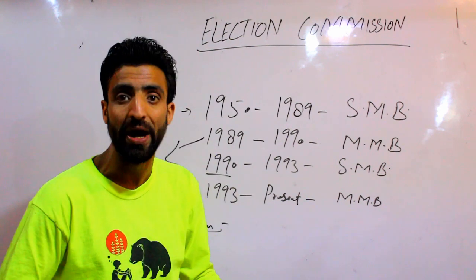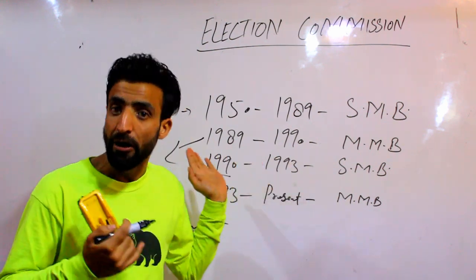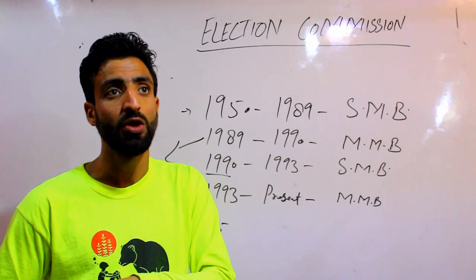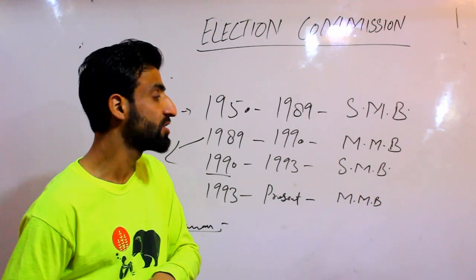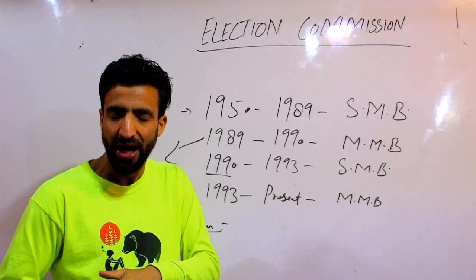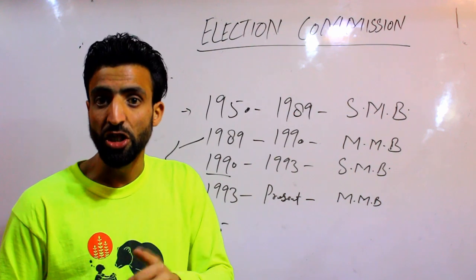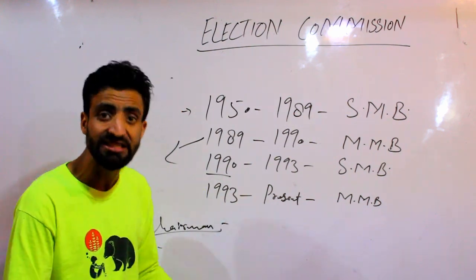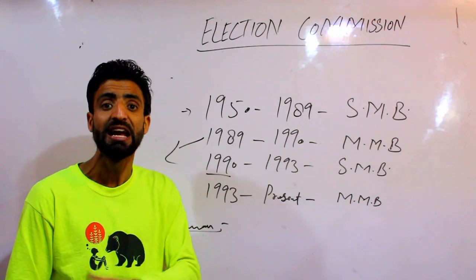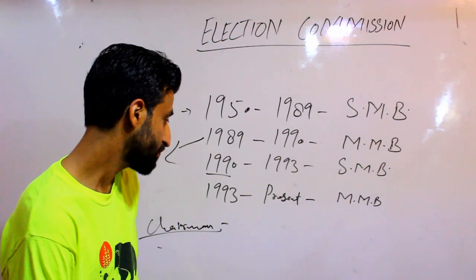They criticized the government. And once they came to power, they removed other election commissioners. They avoided appointing other election commissioners. So finally, 1993 से आज तक जो election commission है, it acts as a multi-member body.